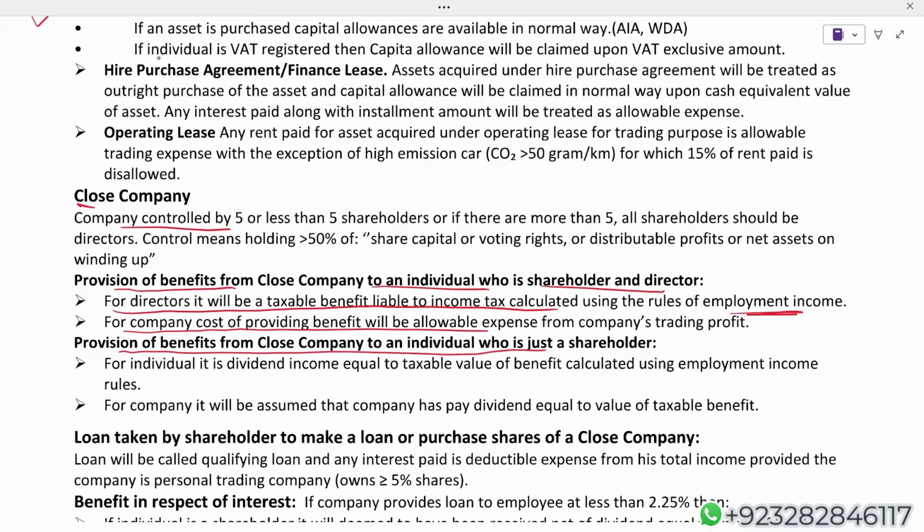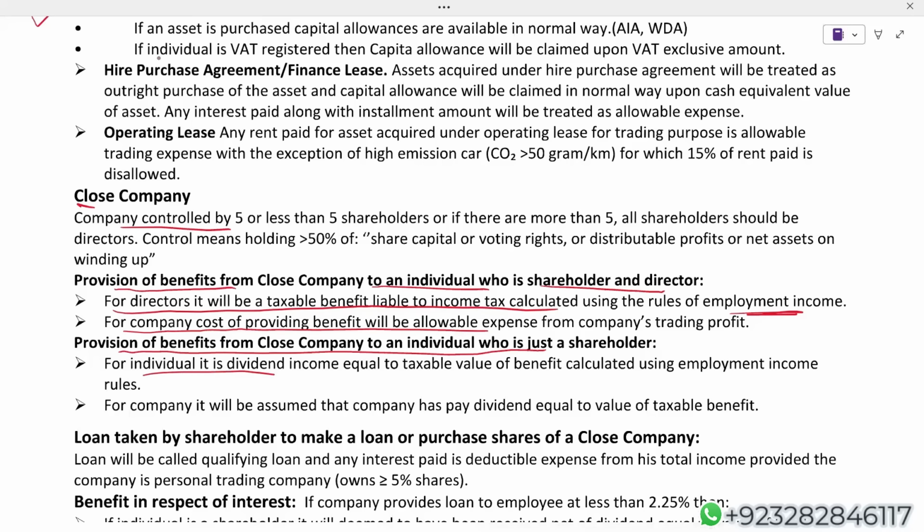Now the question is, if you are a shareholder of a closed company and the closed company has given you a car for personal use, which is normally only possible in the case of a closed company, otherwise you will not be getting a car from a company where you are just a shareholder. So if they are giving you the benefit, but you are just a shareholder, then what to do?